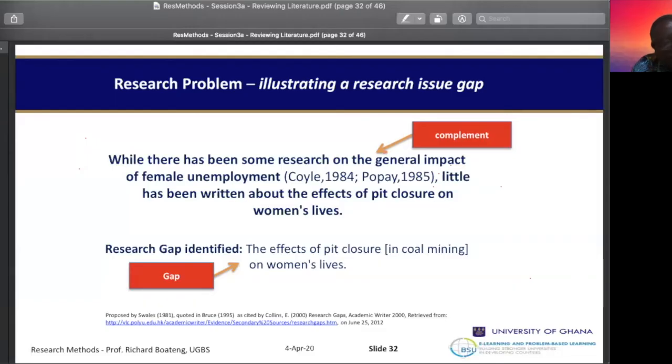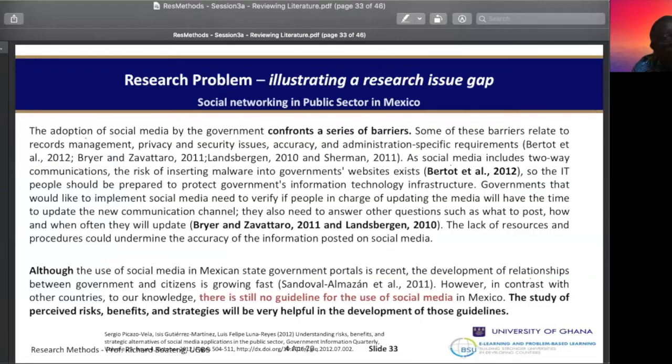Okay, so now let's look at a different example. The next example has to do with social networking in public sector in Mexico. Now look at the title, social networking in public sector in Mexico. The actual title of the paper is Understanding the Risk, Benefits and Strategic Alternatives of Social Media Application in the Public Sector. Okay, so now let's read what he has here.